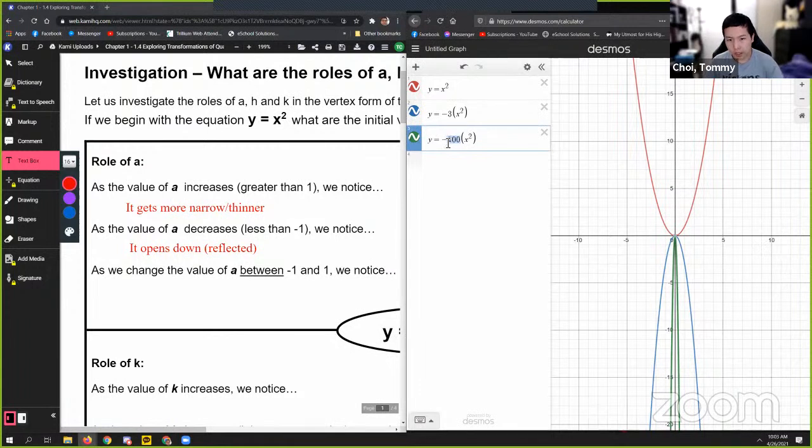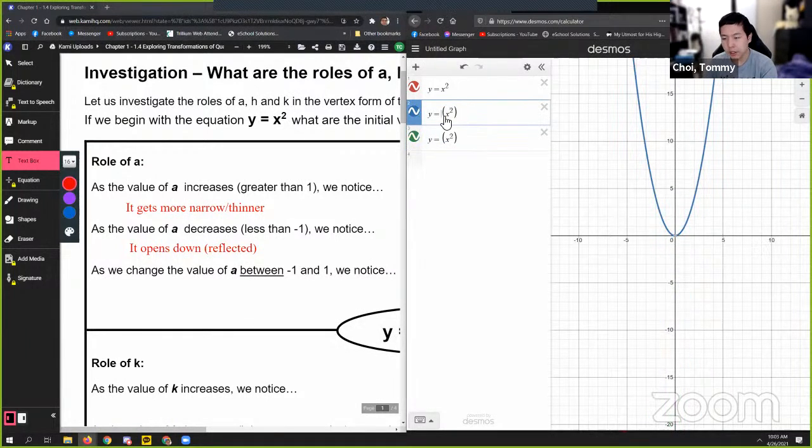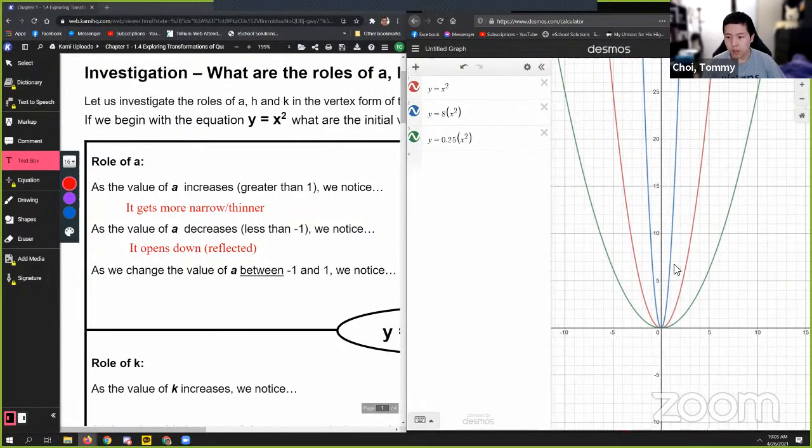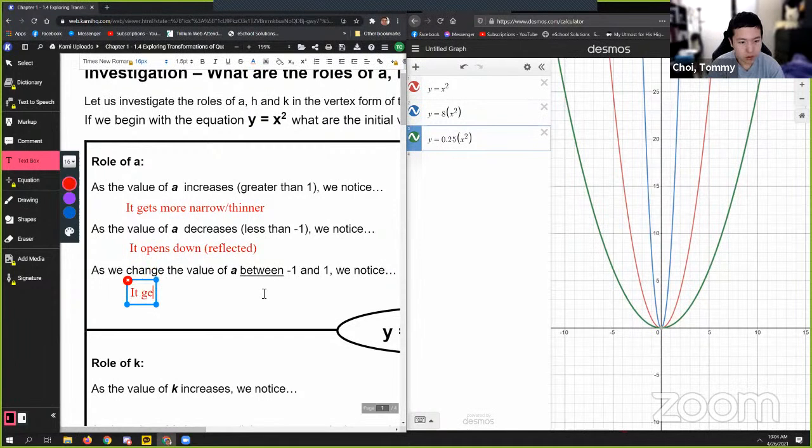And then the final case here, let's compare. Let's go back to 8x squared as our example, but then let's use a decimal, a number value between -1 and 1. So let's just do something like 0.25. What happens? So blue was when it's greater than 1. Green is where it's less than 1, but greater than 0. It gets wider.